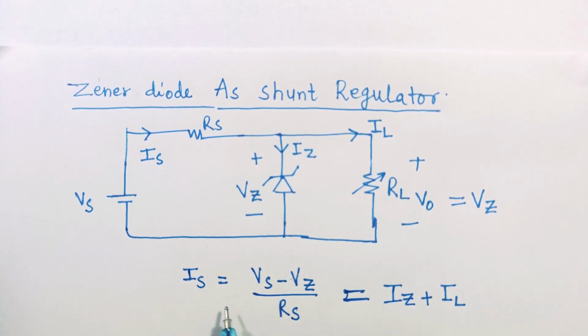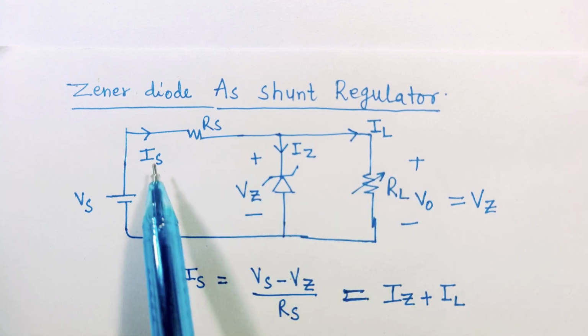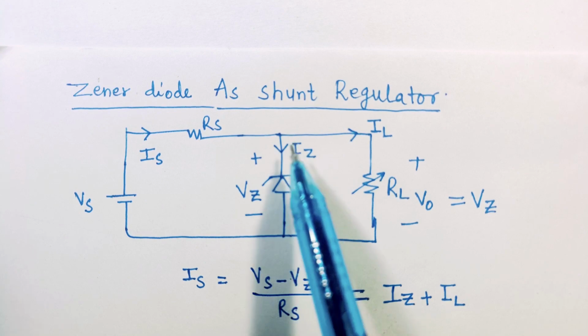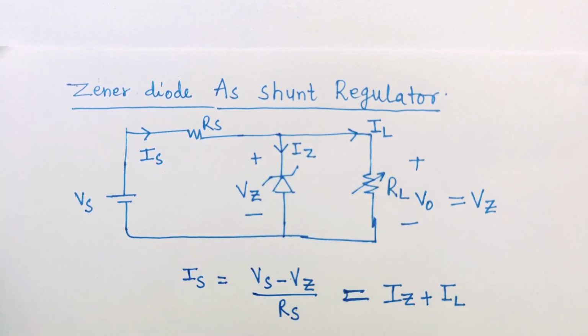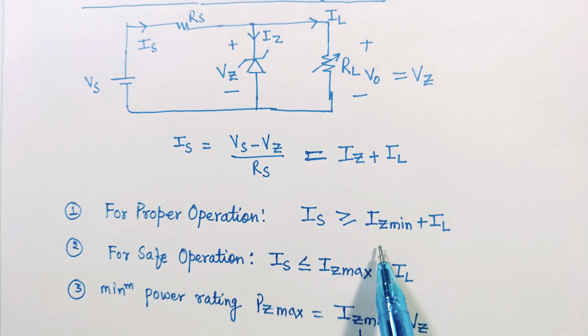Here Is can be written as Vs minus Vz upon Rs. That Is also can be written as the summation of Iz plus IL, since this Is current is dividing into these two parts. If we write KCL at this node, then Is will be equal to Iz plus IL. Now for proper operation of this circuit, Is should be greater than or equal to Iz minimum plus IL.